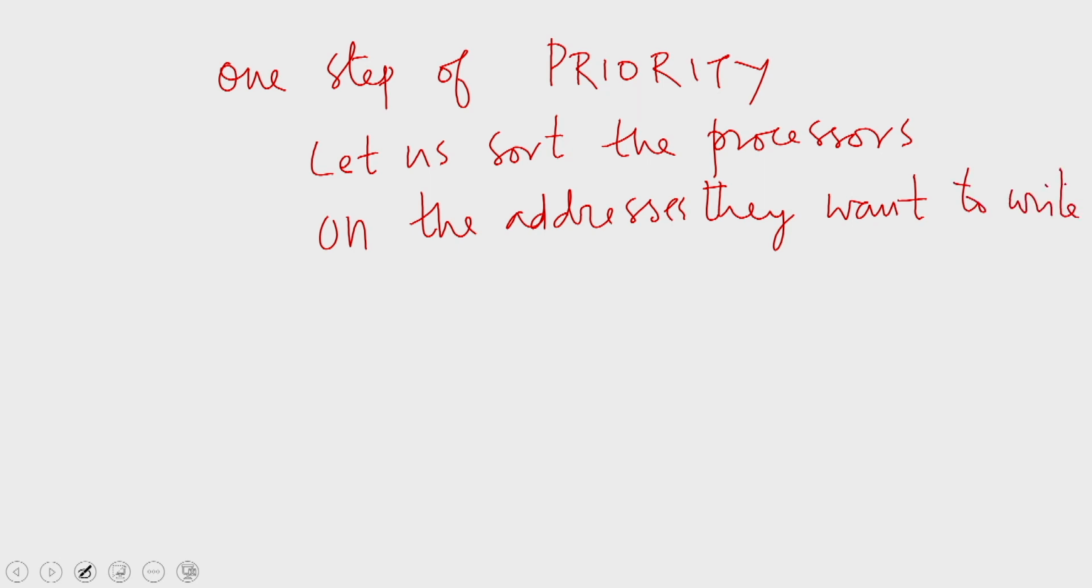We sort the processes on the addresses we want to write. Once we do this, all the processes that want to write in the same memory location will come together. For example, let us say a number of processes want to write in location 4. So we will have several processors all wanting to write in location 4 coming together.